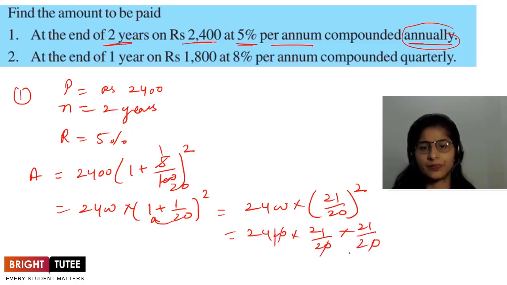Cancel the zeros. 2 ones are 2, 2 twos are 4, 2 ones are 2, 6 twos are 12. So 6 into 21 into 21 is 441.